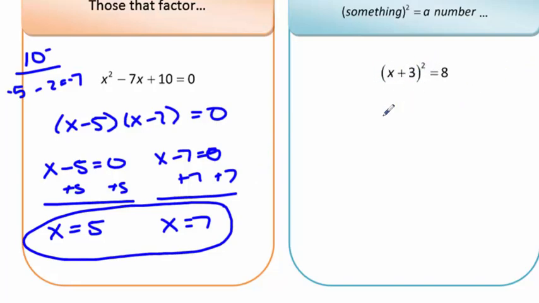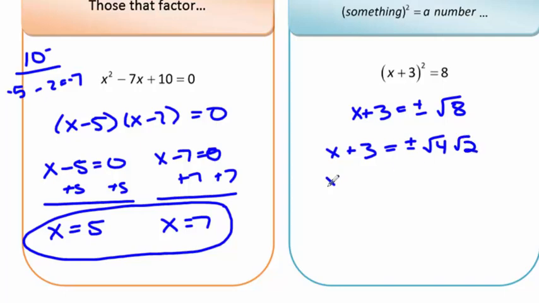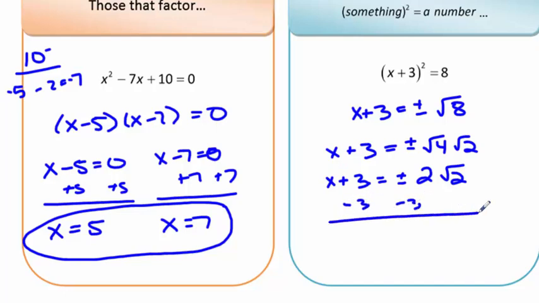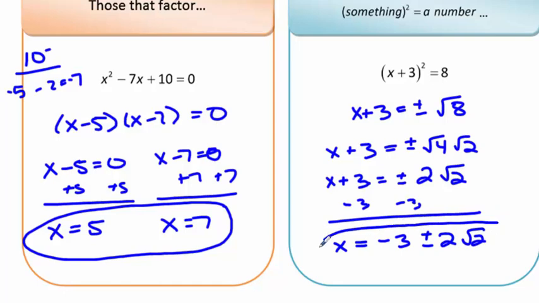If you have a quantity squared, you can take the square root of both sides. So that'll give you x plus 3 equals plus or minus the square root of 8. That needs to be simplified. It can be written as the square root of 4 times the square root of 2. You know what the square root of 4 is, so x plus 3 equals plus or minus 2 times the square root of 2. Now to get x by itself, you need to subtract 3 from both sides.